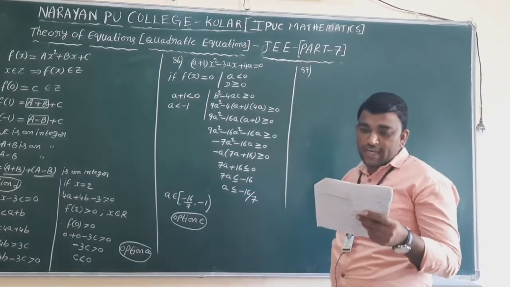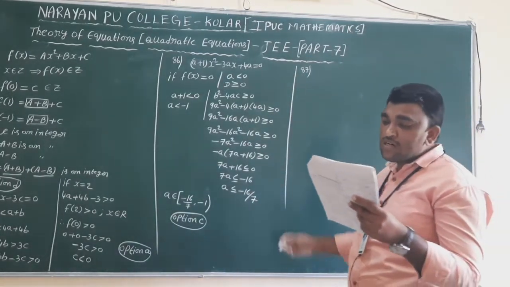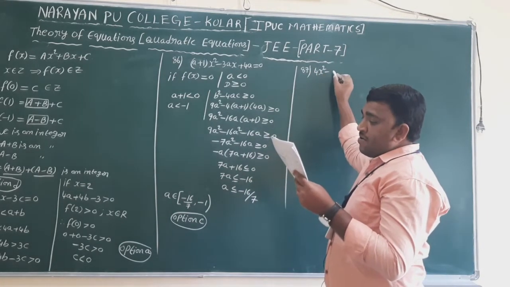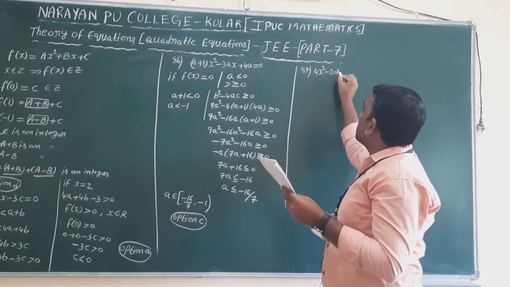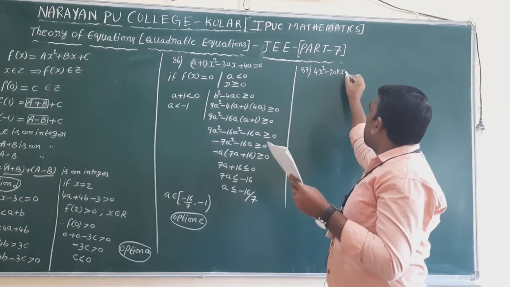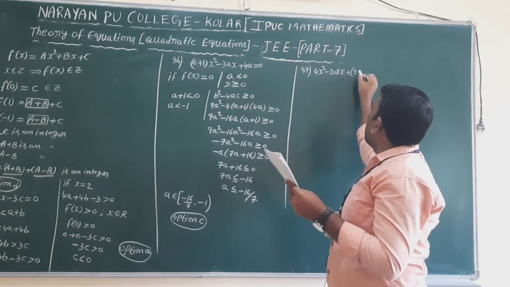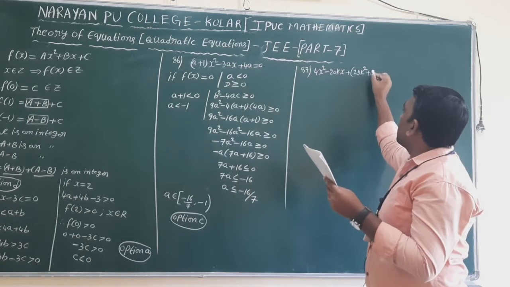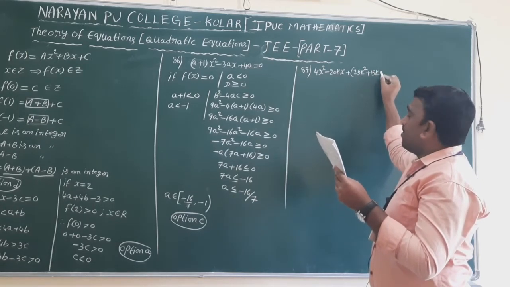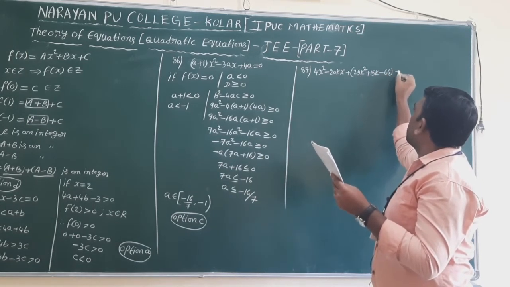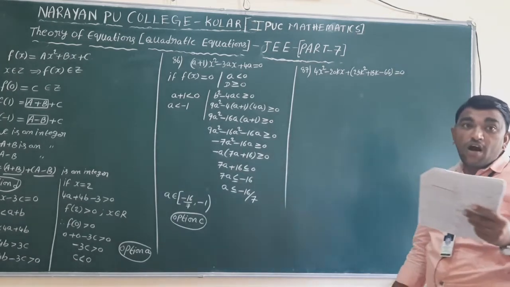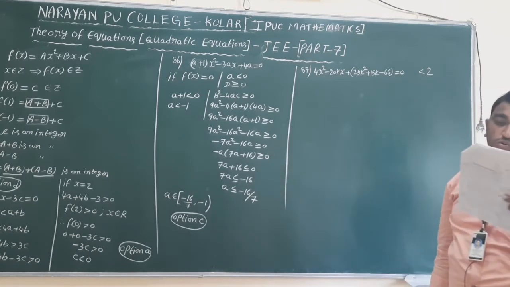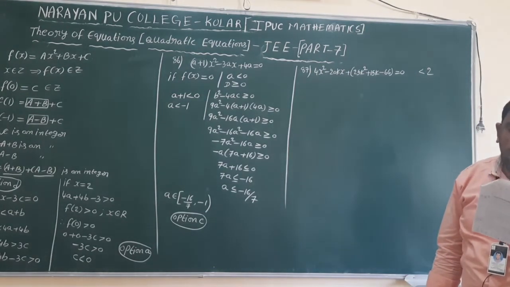The value of k for which both the roots of the equation 4x² − 20kx + 25k² + 15k − 66 = 0 are less than 2 lies in the interval.